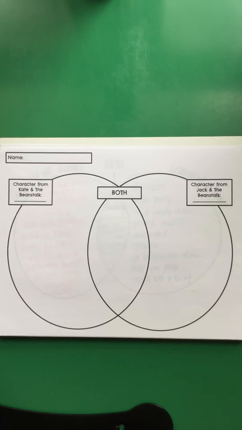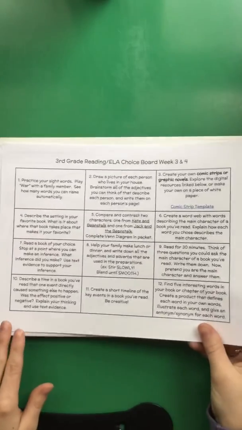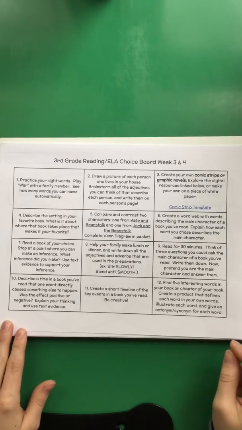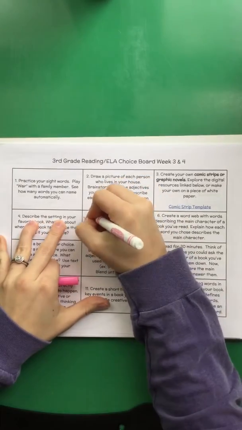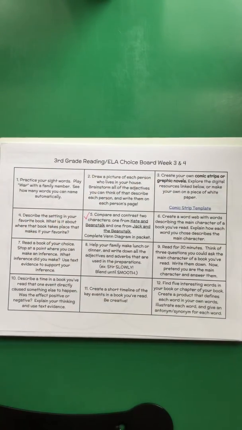I think that is it for reading for today. So once you have filled out your Venn diagram, make sure you take a picture of it. And then before you finish up, make sure you look back at your 3rd grade reading and ELA choice board. And you want to put a check mark that you've done your Venn diagram for today. And then you can pick any other one that you want.